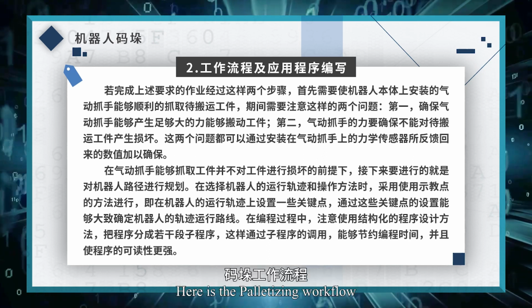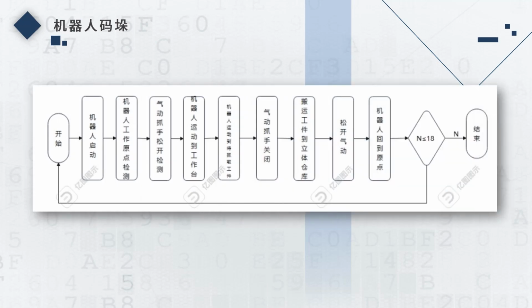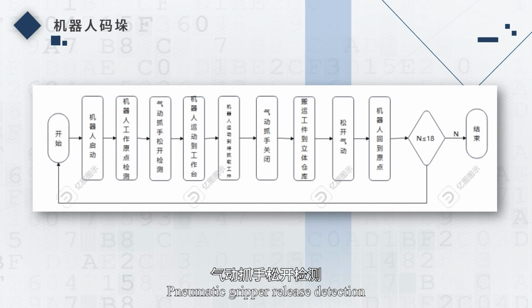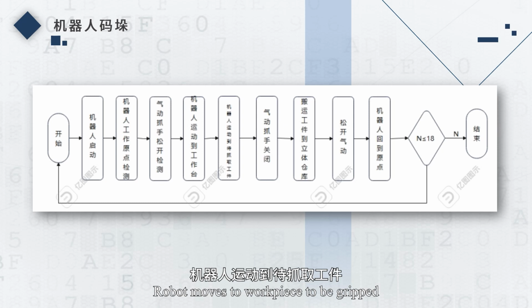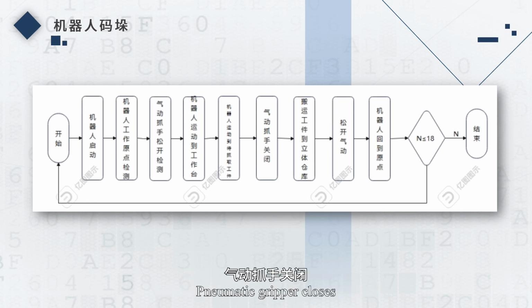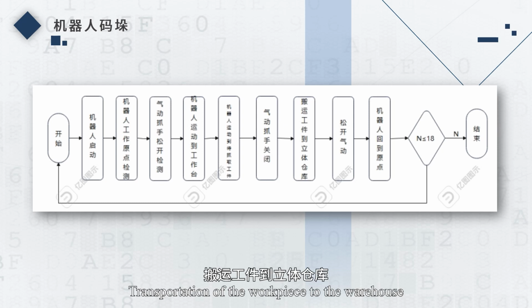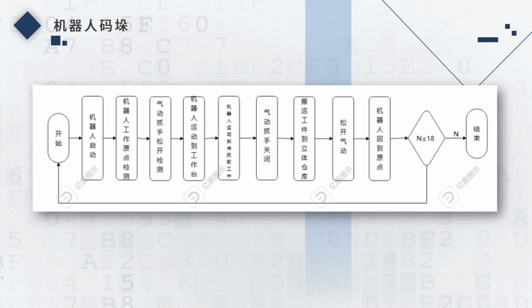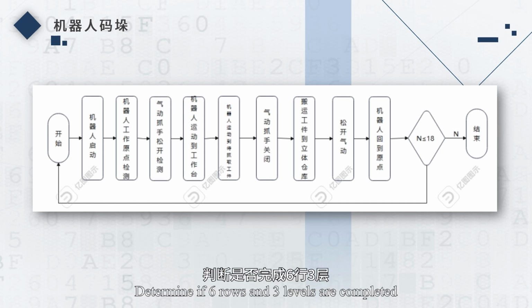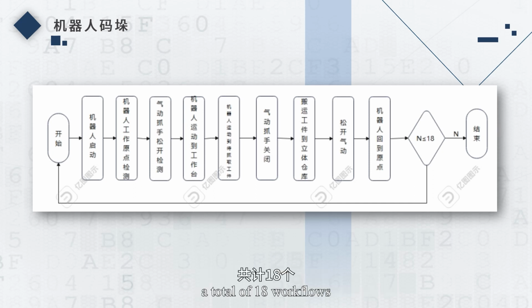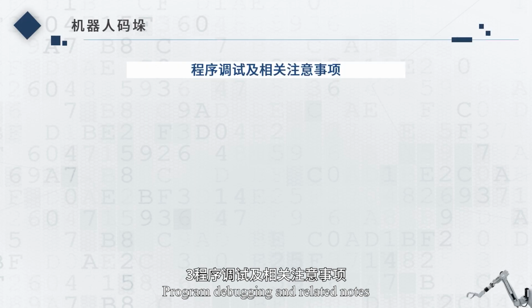Here is the palletizing workflow. Start. Robot startup. Robot home position detection. Pneumatic gripper release detection. Robot moves to the table. Robot moves to the workpiece to be gripped. Pneumatic gripper closes. Transportation of the workpiece to the warehouse. Pneumatic gripper released. Robot returns to home position. Determine if 6 rows and 3 levels are completed, a total of 18 workflows. They end. Program debugging and related notes.